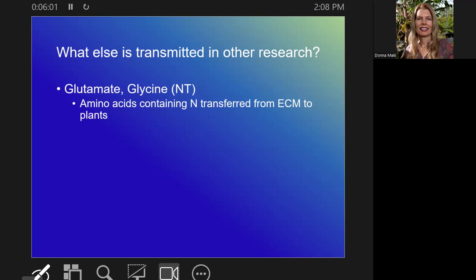Glutamate and glycine are interesting because they're amino acids, and amino acids have nitrogen. So that is kind of the preferred form of transferring nitrogen-based nutrients. And they're actually neurotransmitters that we've been talking about way back, when we looked at plant behavior and neurobiology. They're finding that glutamate especially seems to behave similar to how glutamate works in nerve systems in humans and animals. We'll get into sound a little bit. We'll see what's up with that.